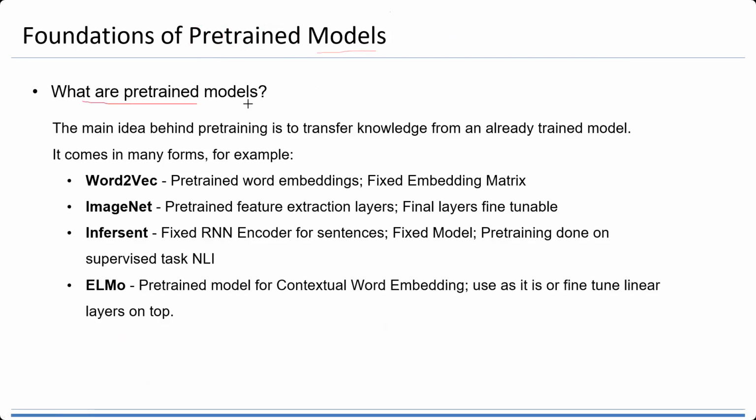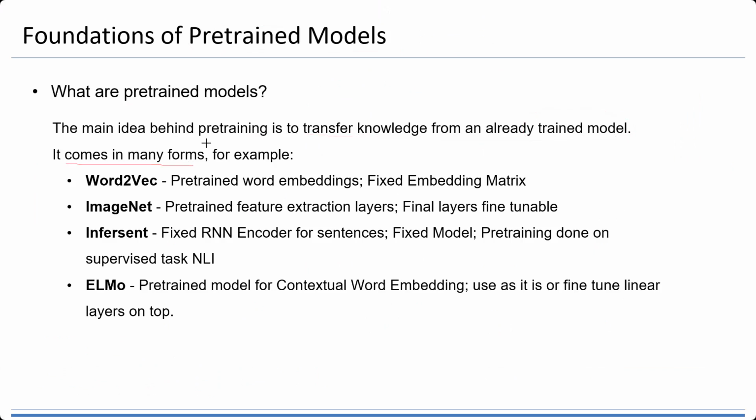With pre-trained models, the main idea behind pre-training is to transfer knowledge from an already trained model. So the keyword is trained model. A trained model means we already have a model and we use that model to do something, like transferring the knowledge. It comes in many forms.